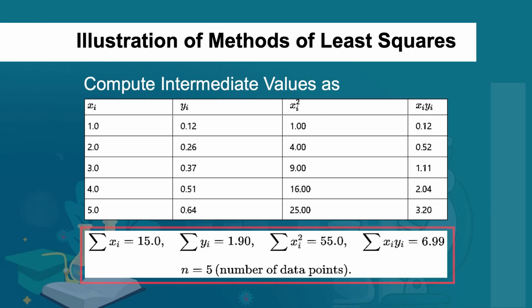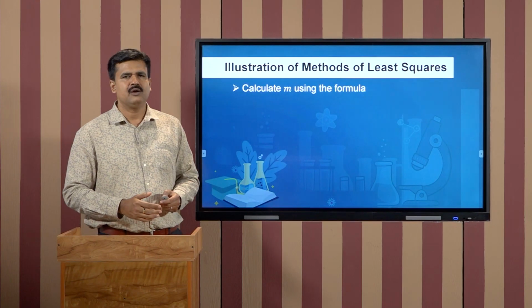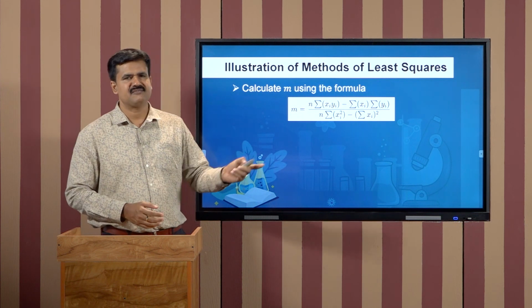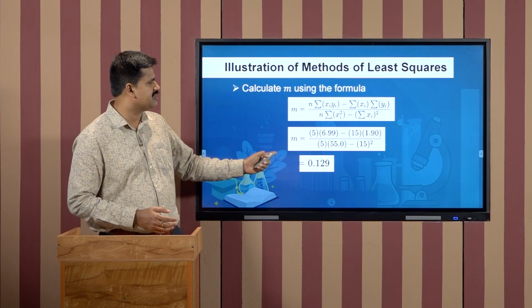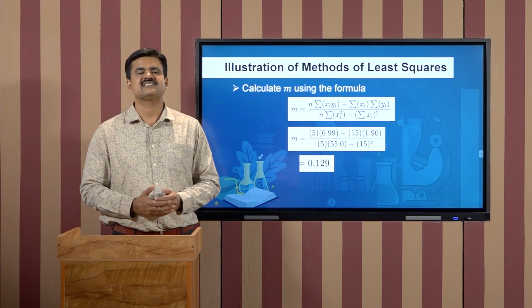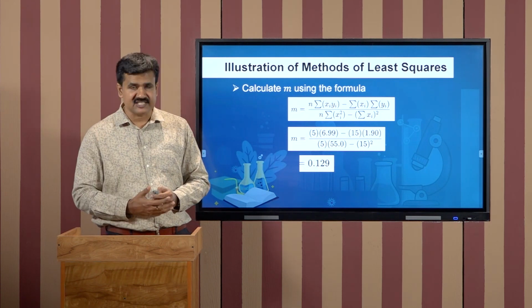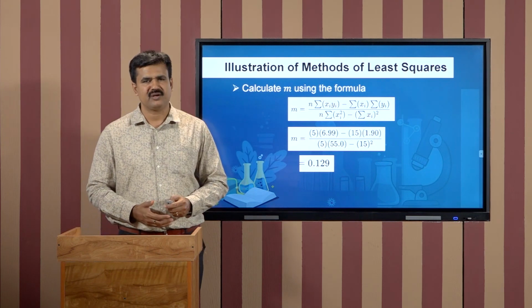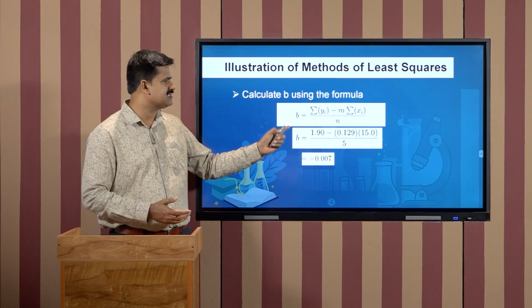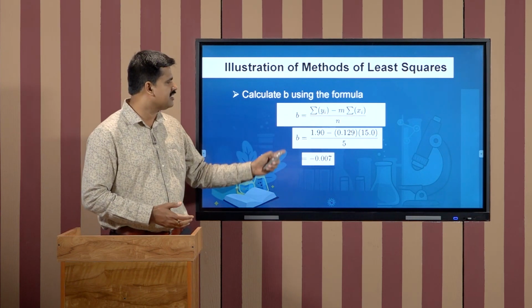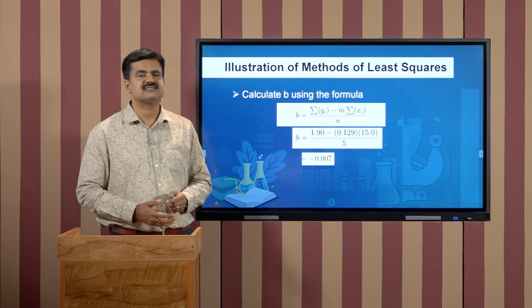Now, you have to put in all these values and calculate m as well as b based on the previous equations. Now, calculate m and b using the same formula. You will get m by proper substitution, and the value of m, which is the slope, that is the sensitivity of the instrument, is equal to 0.129. And b can also be calculated. The formula for b is again shown here. b is calculated as minus 0.007.